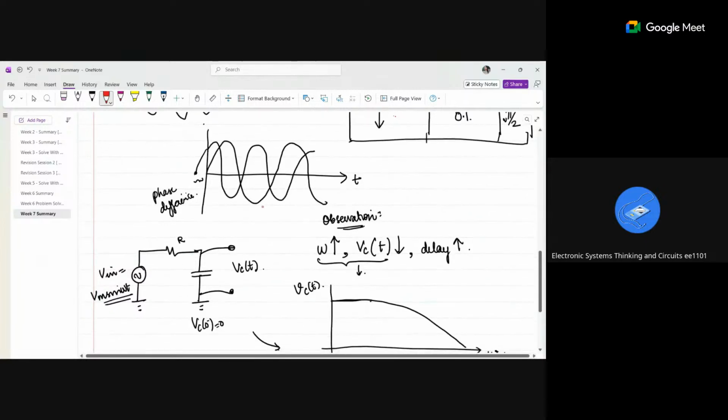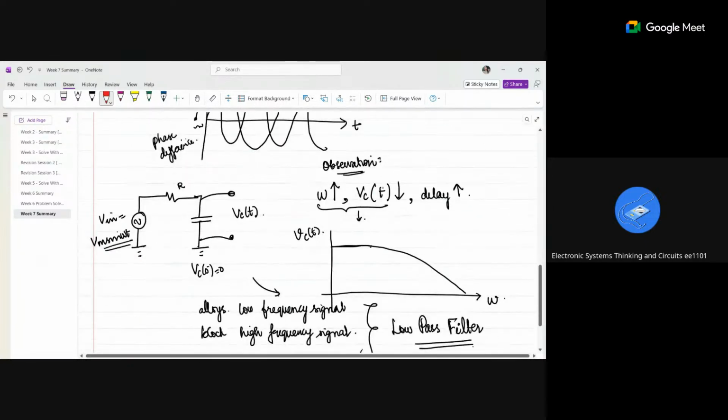So delay is nothing but the phase difference. That's what I said. So this is what we observed. As omega increases, so basically we are increasing f. If f increases, omega increases. If omega is increasing, I am observing that VC of t is decreasing in this circuit. And also there is a delay that is evidently shown.